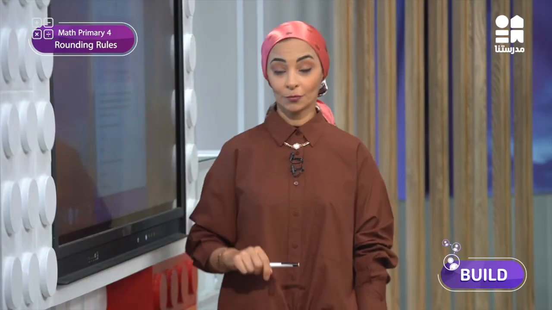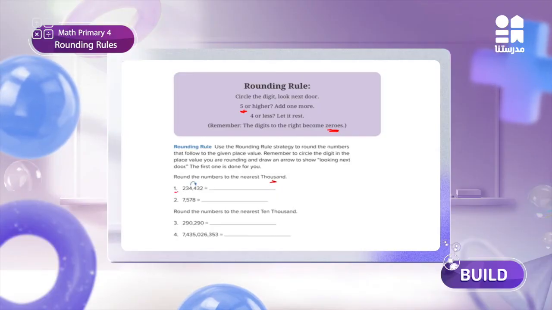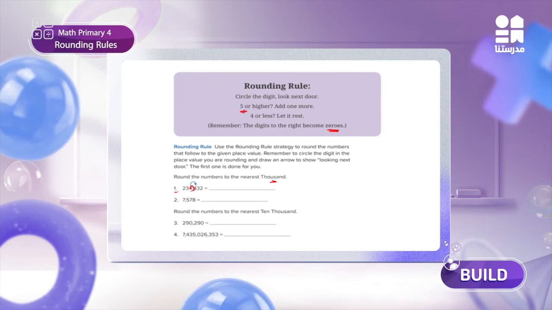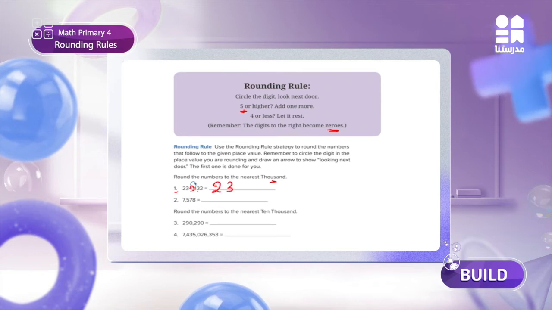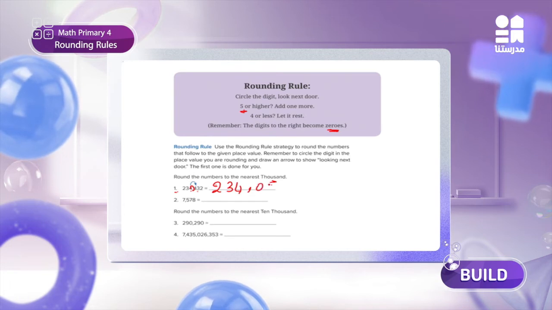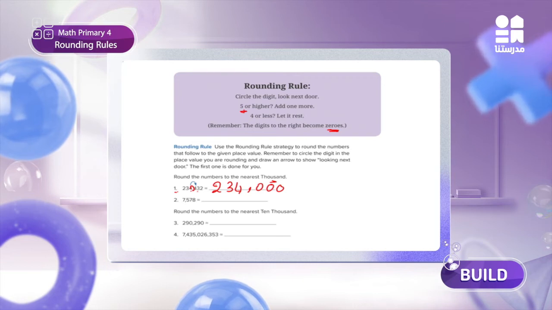Now let's round number 1. You want me to round the number to the nearest thousand. Same steps. I will circle the thousands digit first. This is 4,000. Look next door. Next door is 4. It is less than 5, so I will keep it as it is. So what should I do? I will write 2, 3 as they are, 4 as it is, and all the next digits will be zeros. So 234,432 approximately equals 234,000 only.